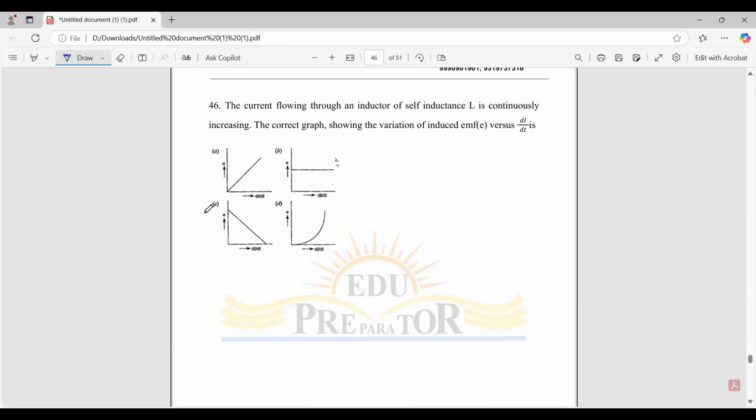Now, we have the question. He says the current flowing through the inductor is continuously increasing. The correct graph showing variation of induced EMF, E is equal to L, but if you take the magnitude, L into di by dt, this we have studied. Phi is equal to Li, and this is the case. So as it is increasing constantly, right? So we find again the point that is the correct answer, right?